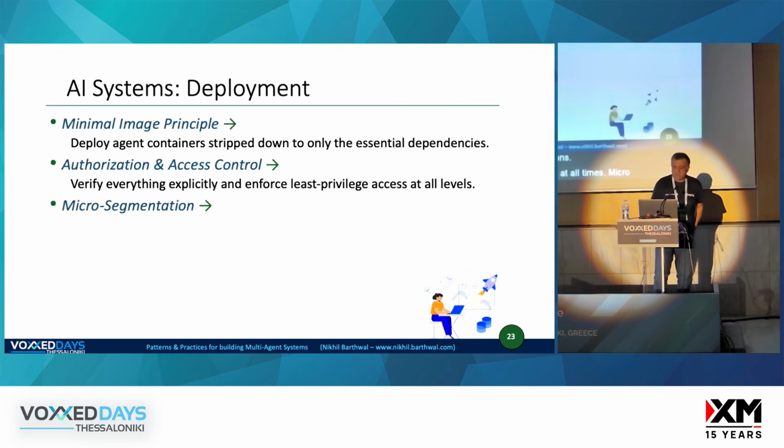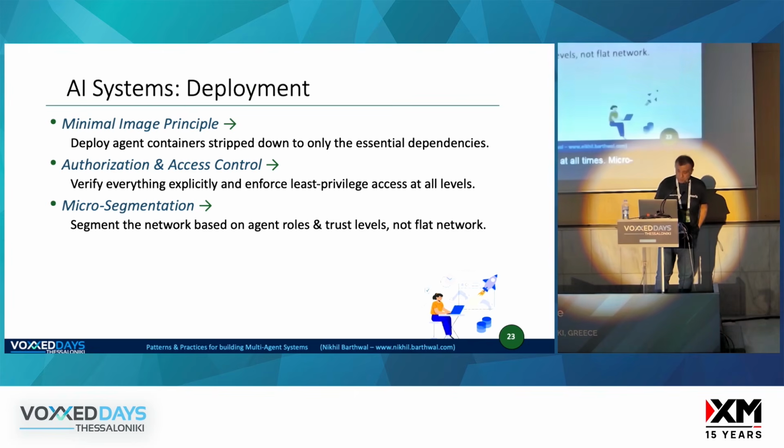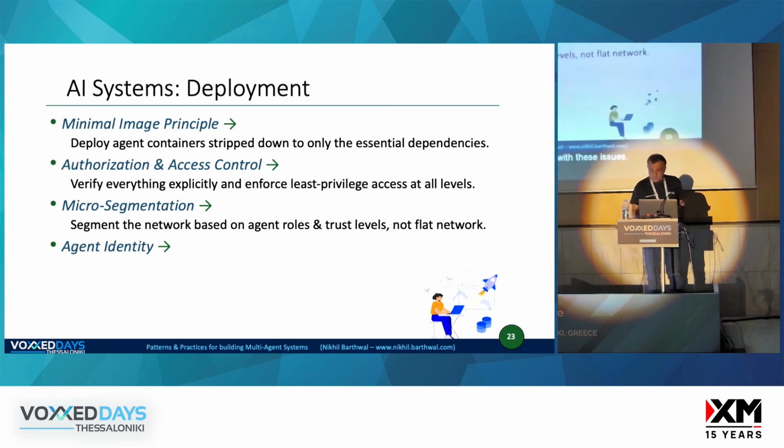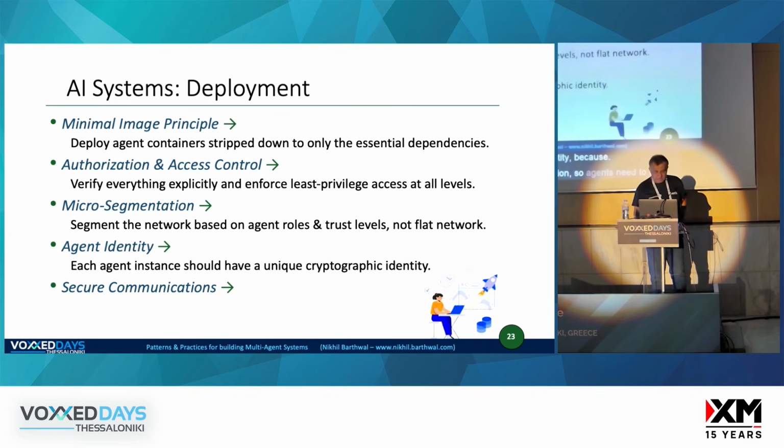Micro-segmentation. Essentially, this applies to the network. Segment the network based on agent roles, etc. So you really don't have a flat network. You want to enforce proper segmentation, like this network deals with these issues. It's isolated, etc. Identity. Every agent should have its own identity because you're talking about IAM. You're talking about giving permissions. So agents need to have their own identity.